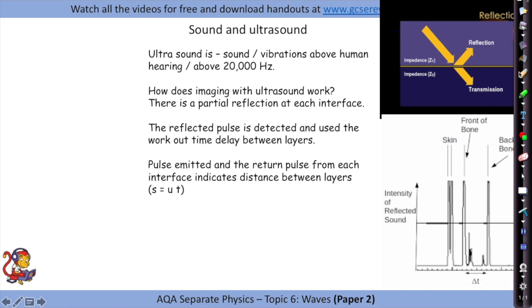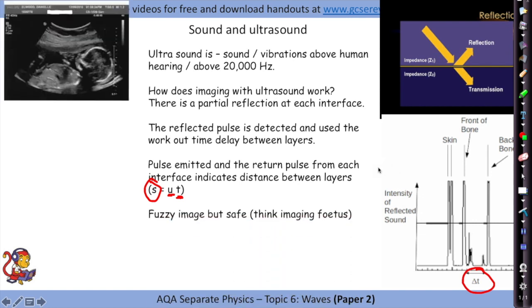And in the exam question, they'd be likely to tell you maybe what the speed is of ultrasound in that medium, in that flesh or bone, and the time delay of that as it passes through it, letting you work out the distance s between the layers, so you can work out how far away an object is, for example. Okay, so it gives you fuzzy images, but it is really safe.